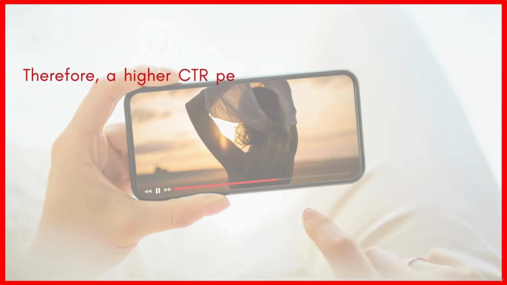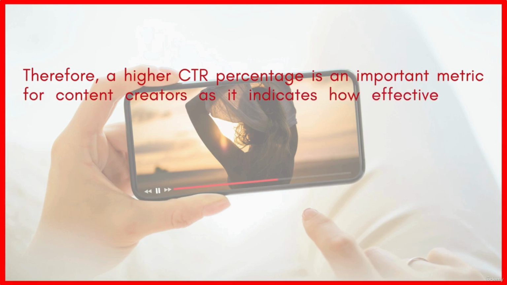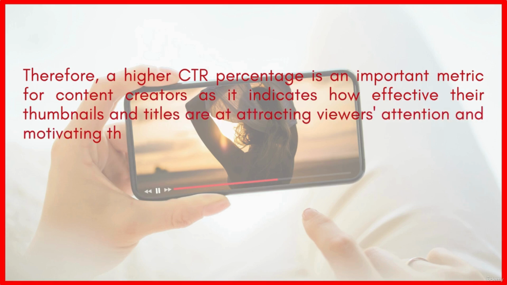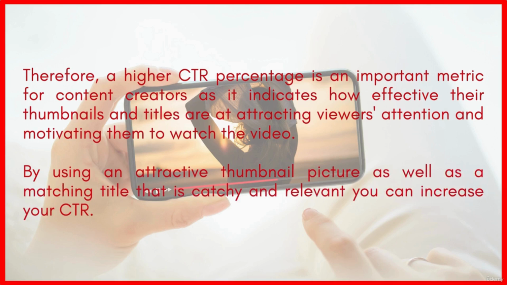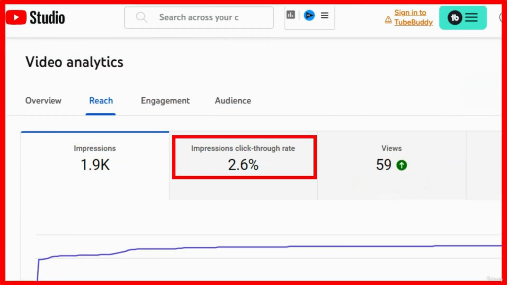Therefore, a higher CTR percentage is an important metric for content creators as it indicates how effective their thumbnails and titles are at attracting viewers' attention and motivating them to watch the video. By using an attractive thumbnail picture, as well as a matching title that is catchy and relevant, you can increase your CTR. After uploading your video on YouTube, to check its CTR, you'll need to navigate to YouTube Studio. Detailed instructions on this will follow later in the course. For now, understanding what CTR represents is sufficient.